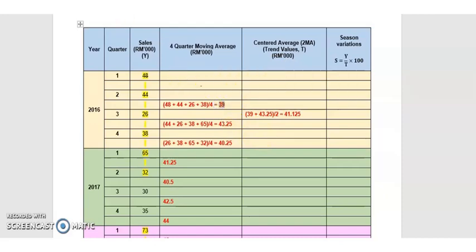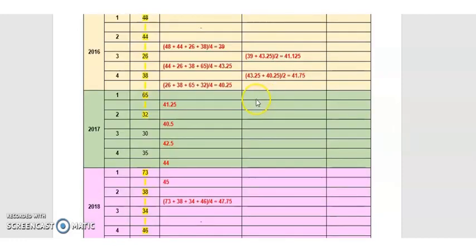Okay, continue the same process. You discard or move one value, move 39, then you add another 2 values because it is a 2 moving average. So 1, 2, the center will be here. 43.25 plus 40.25 divided by 2. So the average is 41.75. Okay, you continue the same process until you add the last 2 values.